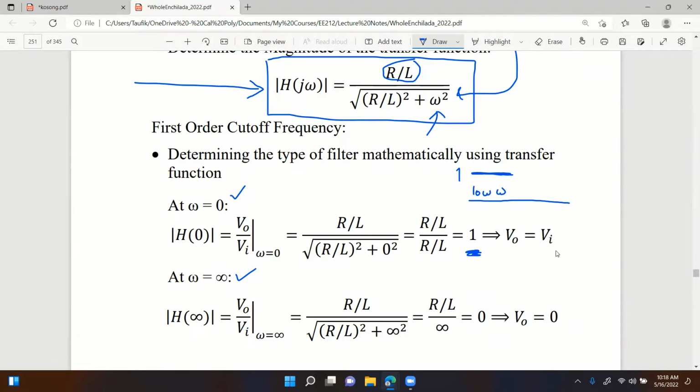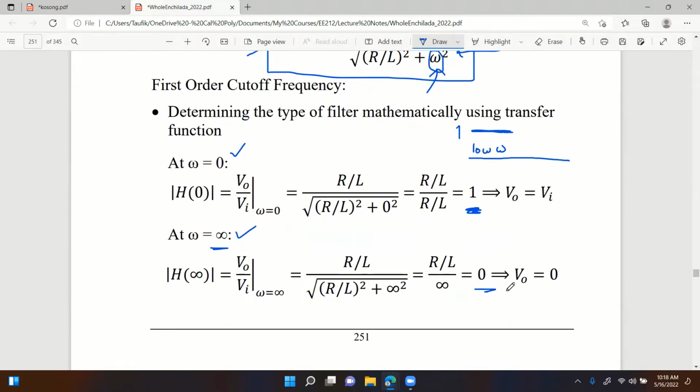At high frequencies, represented by infinity right here, go ahead and plug in omega equals infinity. What do you get? You get 0. So that means the output voltage is equal to 0, or the gain is equal to 0. Therefore, at high frequencies, the gain is equal to 0. So what kind of filter has high gain at low frequencies and low gain at high frequencies? That would be a low pass filter, isn't it?